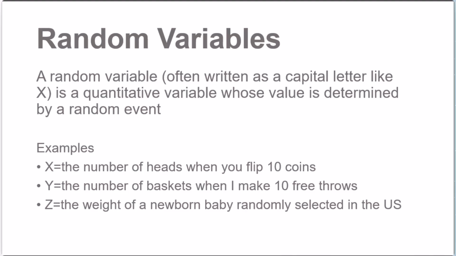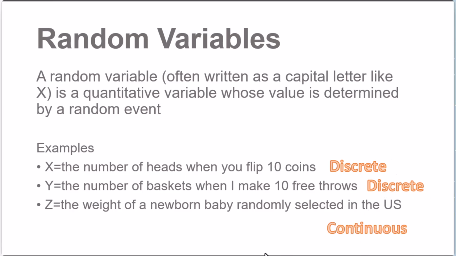And the third example I have is the weight of a newborn baby that's randomly selected within the US. This third example is a little bit different than the other two because both X and Y, the first two random variables here, are discrete random variables. And then the last one is a continuous random variable.